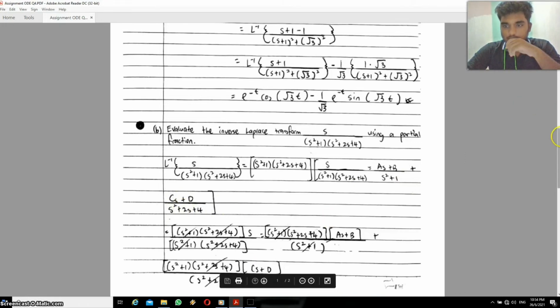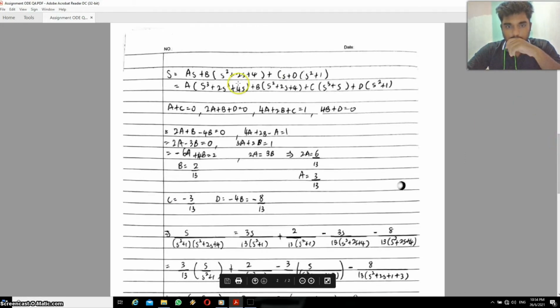And then after doing the calculation, we will get a plus c equals 0, 2a plus b plus d equals 0, 4a plus 2b plus c equals 1, and 4b plus d equals 0. After all the calculation, we get a equals 3 over 13, b equals 2 over 13, c equals negative 3 over 13, and d equals negative 8 over 13.